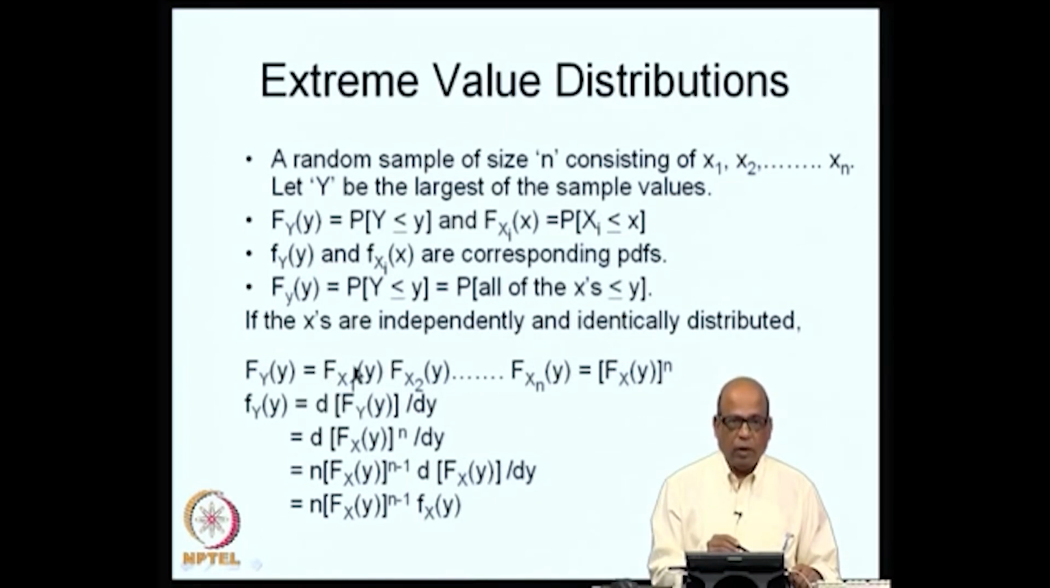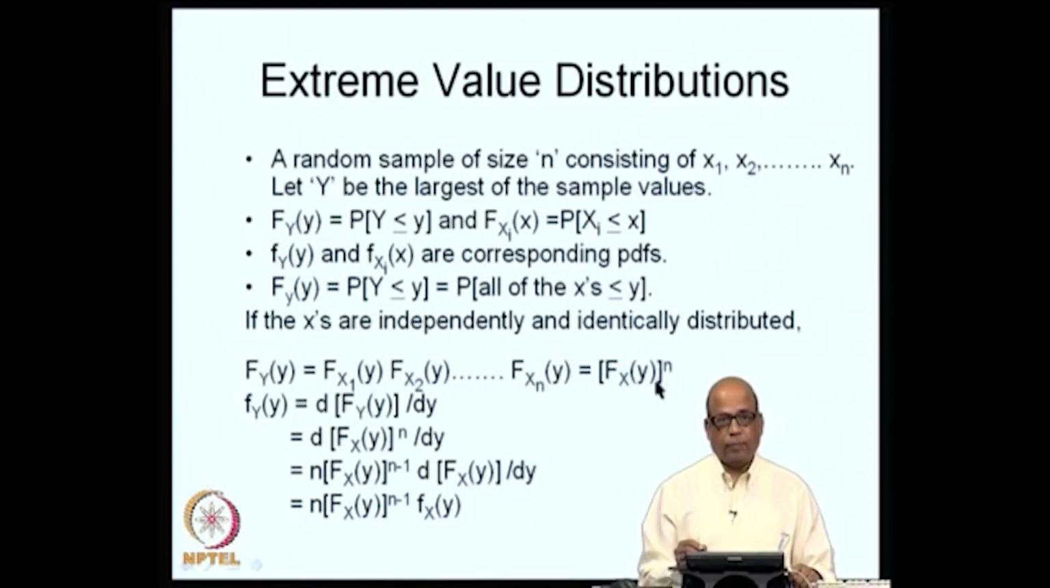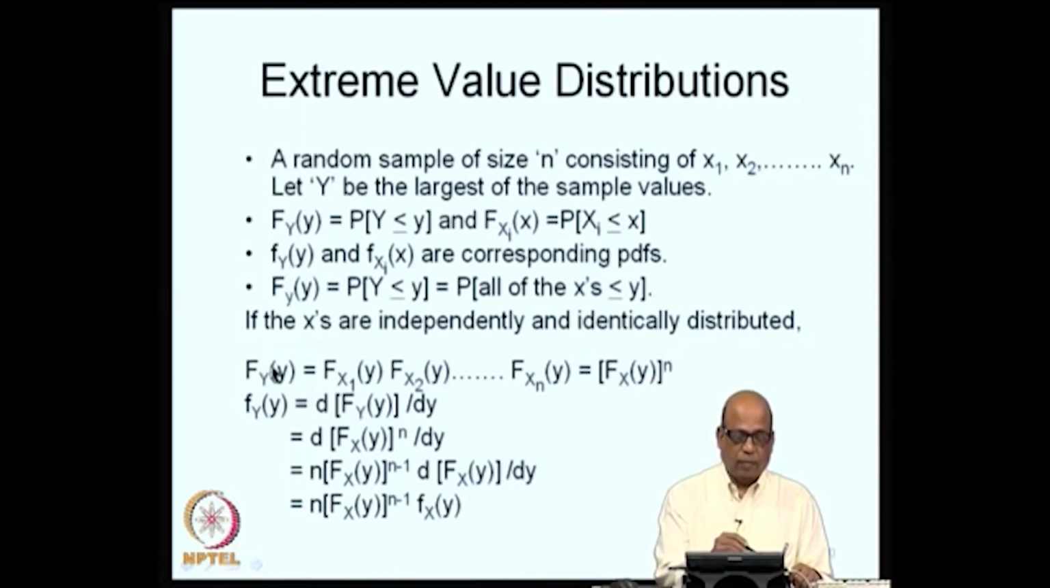Further, if they are also identically distributed, then what happens? F x 1 of y is the same as F x 2 of y, is the same as etcetera F x n of y, and therefore we write this as equal to F x of y to the power n. This is the CDF. So, we define the CDF to be F x of y to the power n. That means, given the CDF of the original population, we are able to get the CDF of the maximum value y. From the CDF, you can get the PDF by simply differentiating the CDF.